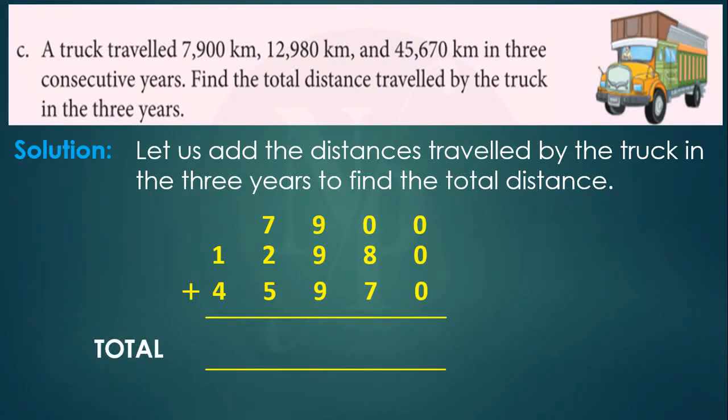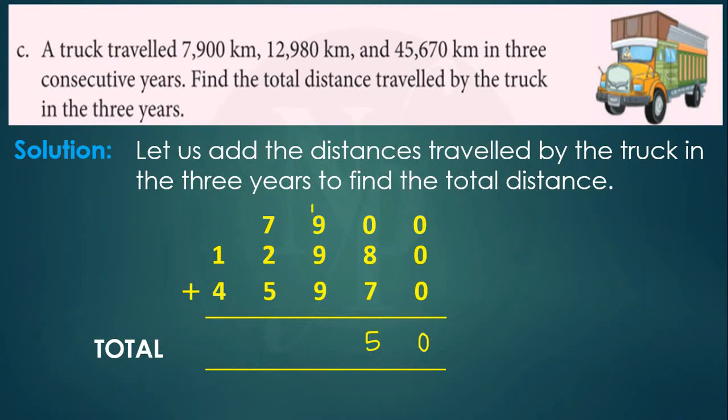Adding zeros, 0 plus 0 plus 0. In one column you get 0. 0 plus 8 is 8 and 8 plus 7 is 15. I write 5 here. 1 is carried forward.